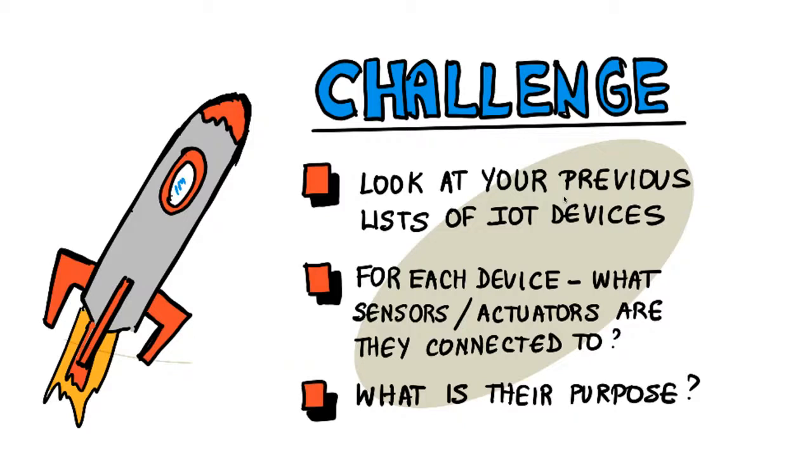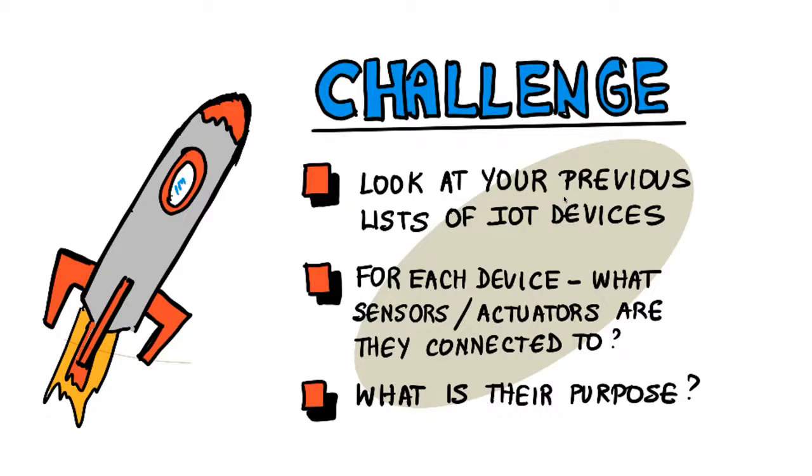And that's kind of it. That's wrapping up a little bit about sensors and actuators and how we interact with the physical world. So think about a challenge. We've talked before about different IoT devices you may have in your house. So think about those. Again, we can talk about this in the office hours tomorrow. Think about what sensors and actuators they're connected to and what purpose they have.